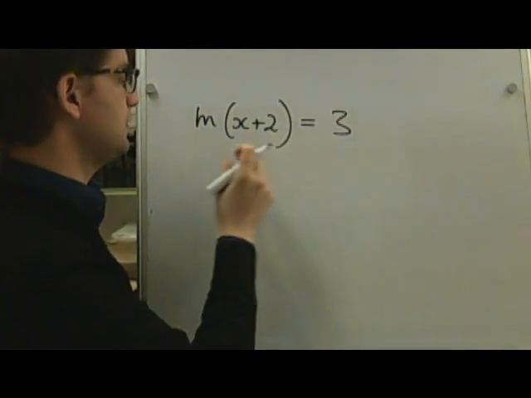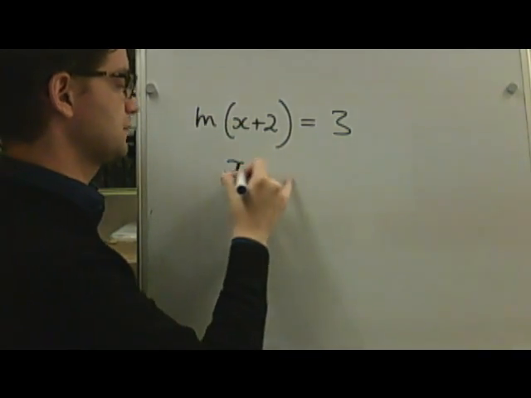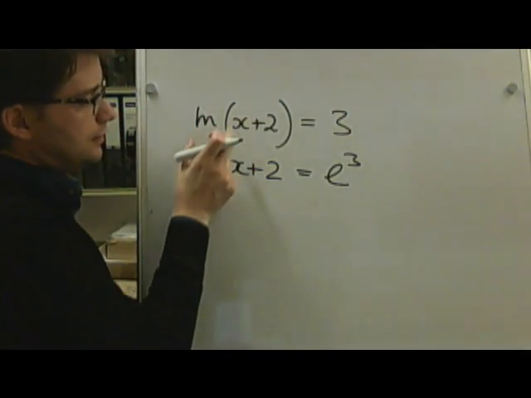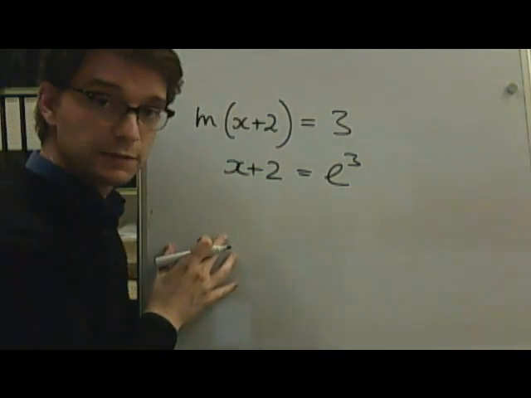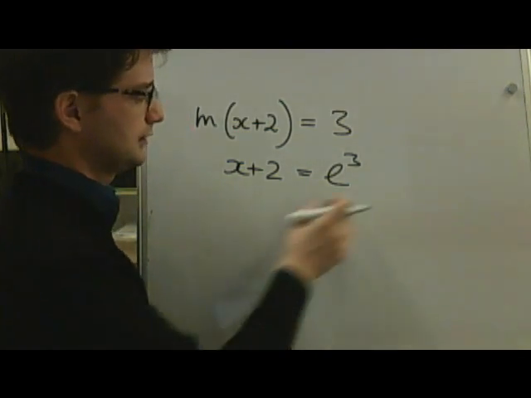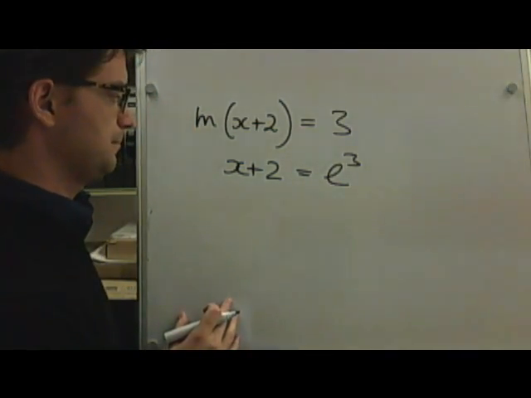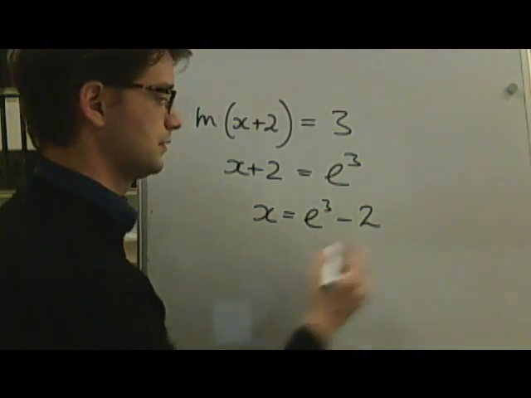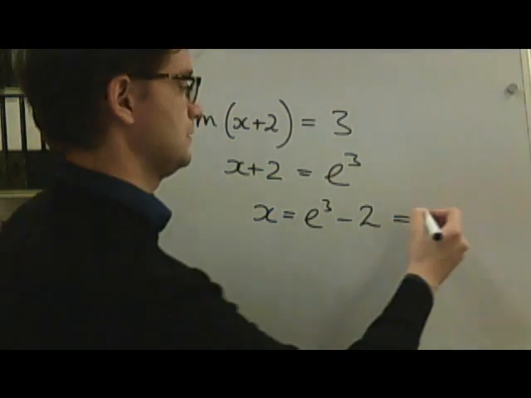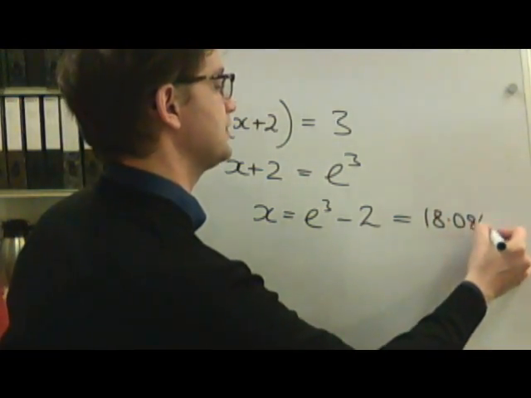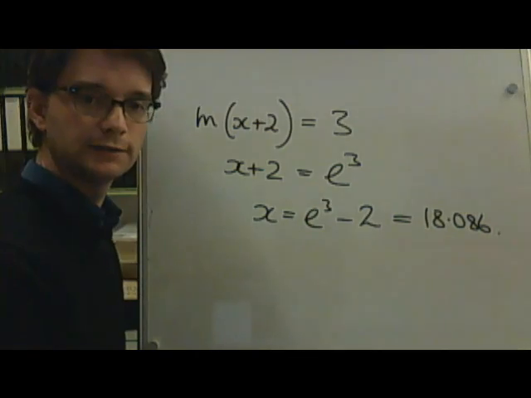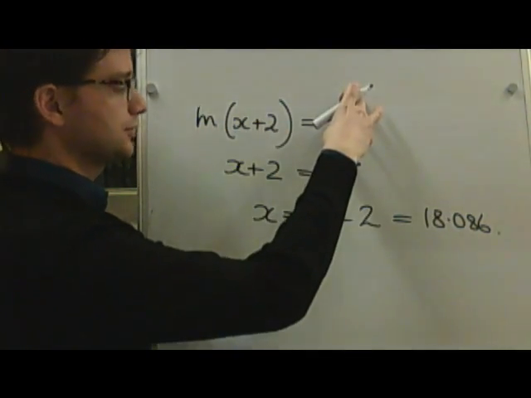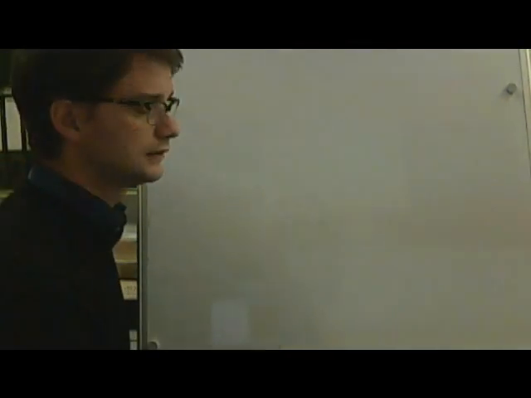To solve this, I'm actually going to take e to the somethings of both sides. So this e to the log of x plus 2 is just x plus 2. On this side I get e cubed. And so this is going to tell me that x equals e cubed minus 2. And I did this earlier, I think it's 18.086. But the crucial bit is to go from log of something equals something else, to that something equals e to the something else.